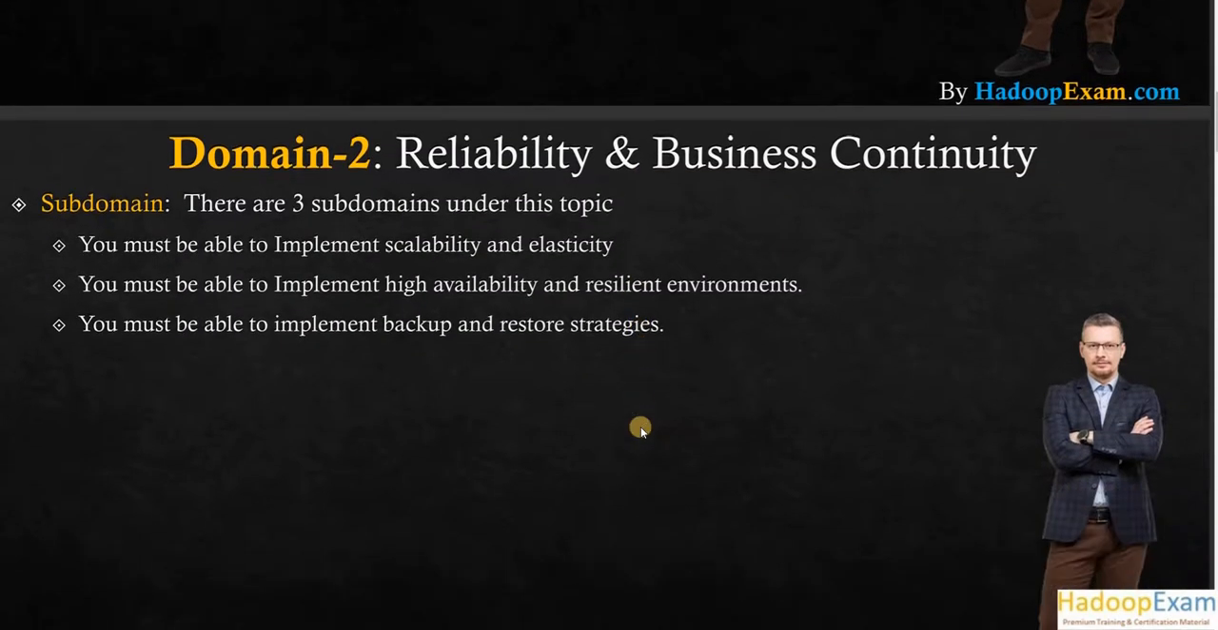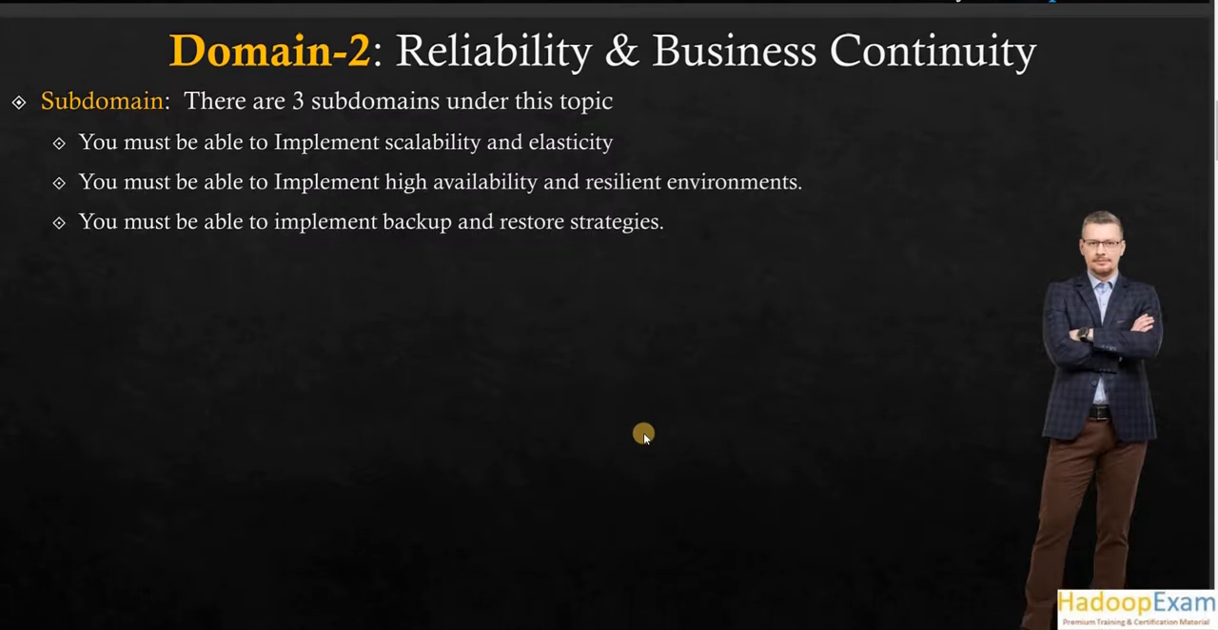Now let's talk about reliability and business continuity. In this we have three subdomains: implement scalability and elasticity, implement high availability and resilient environments, and implement backup and restore strategy.